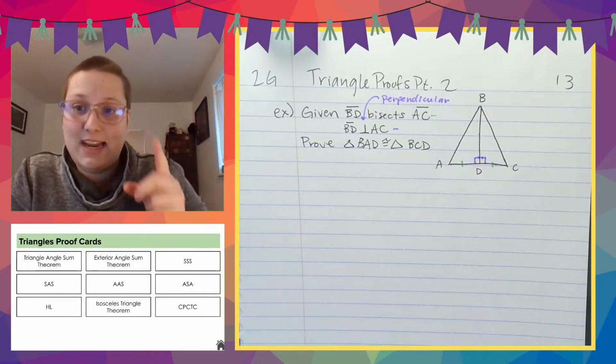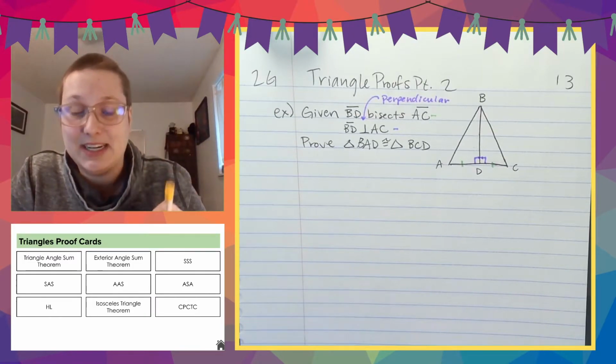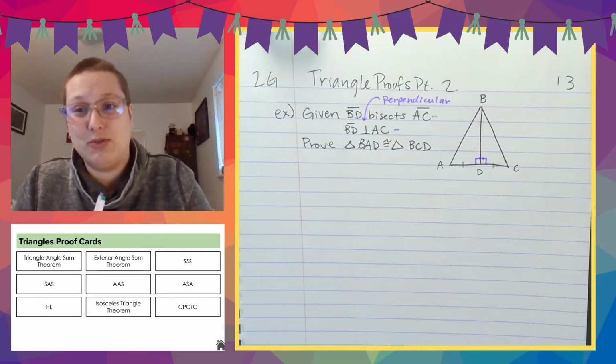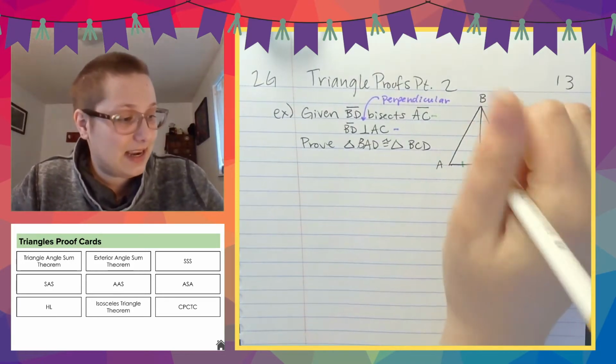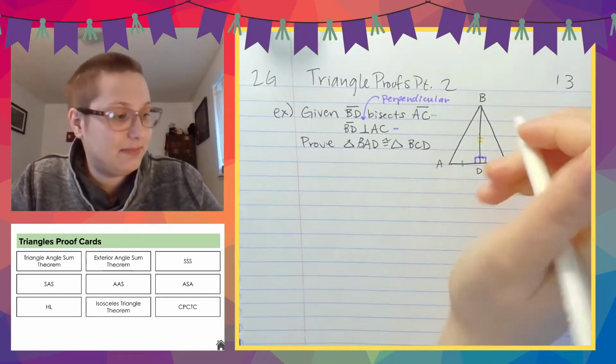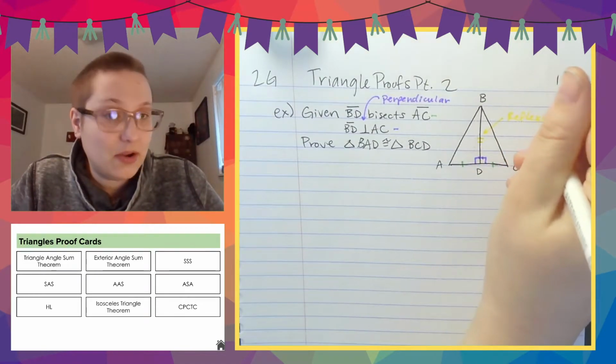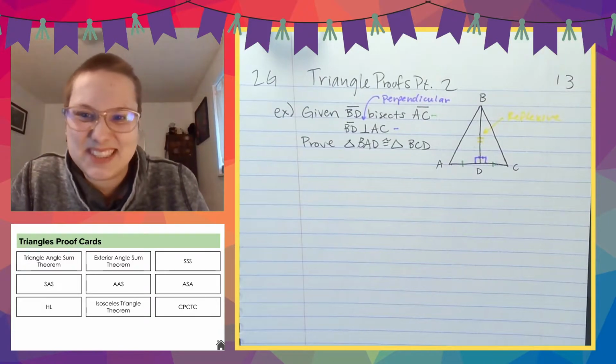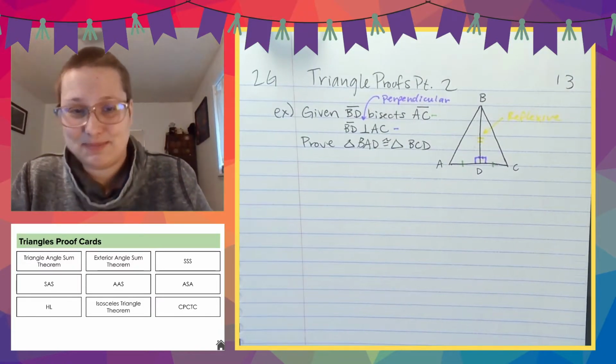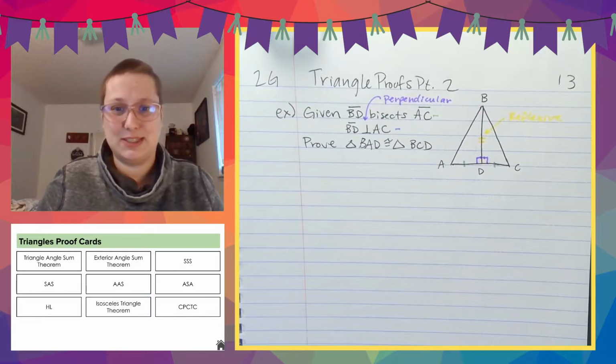Okay, and then finally, there's one other hidden one in here that I'm hoping by now you recognize right away. This side is the same. That's reflexive, right? BD is the same as itself. Of course I chose yellow. No, you can't see yellow. It's reflexive. I'll try to fix it when I take the picture.